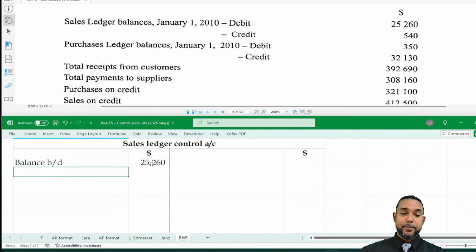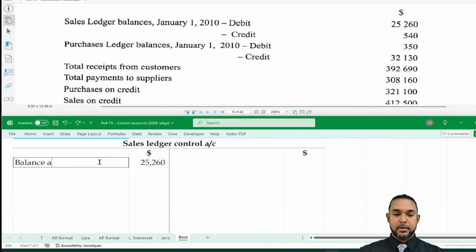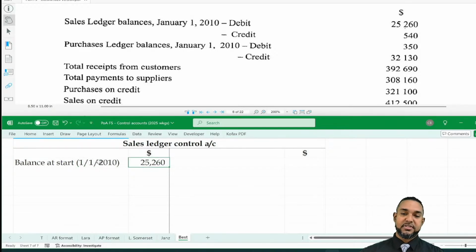25,260, right? If you prefer to put balance at start, that's perfectly fine as well, right? Balance at start, right? 1/1/10. Now, of course, you're supposed to have a date column. I just don't like them because you end up using them once or twice for the whole thing. It's a waste of space in my opinion, right? Unless it was like the cash book where you have a date for every particular transaction, then cool, no problem, right? Anyhow.